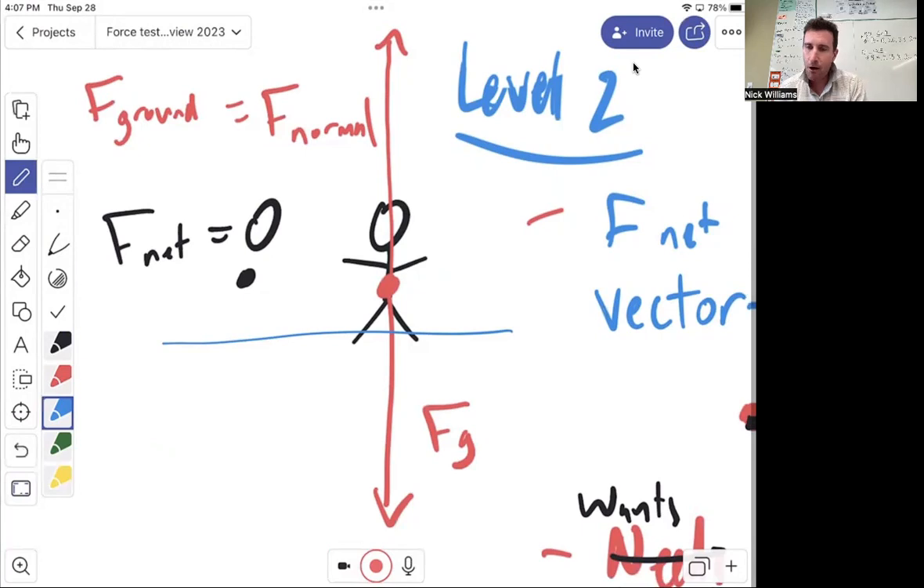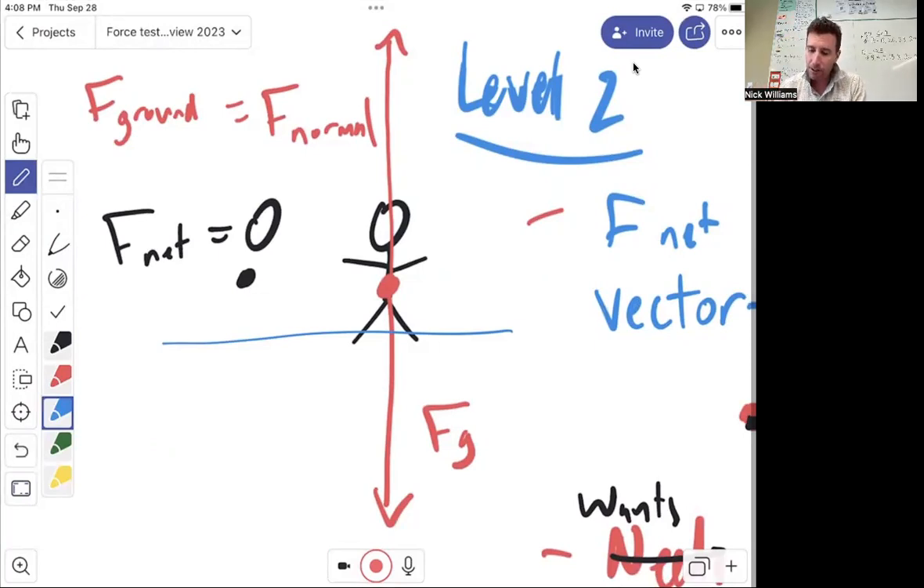I have a force down, which is the force of gravity. And then I have a force up, which is the force of the floor or the force of the ground, pushing me back up and stopping me from falling to the center of the earth. I can also call that the normal force because it's pushing at a perpendicular angle, a 90-degree angle up.